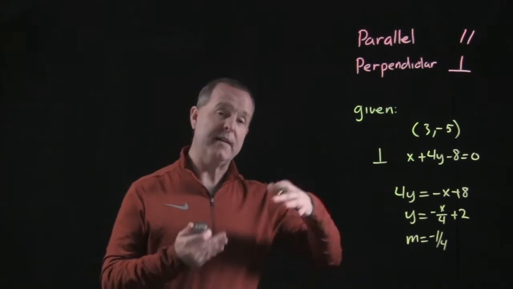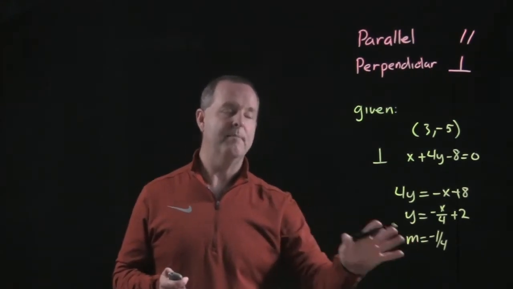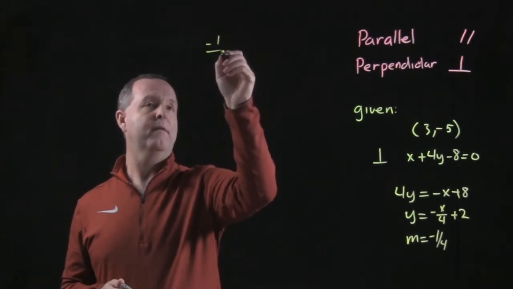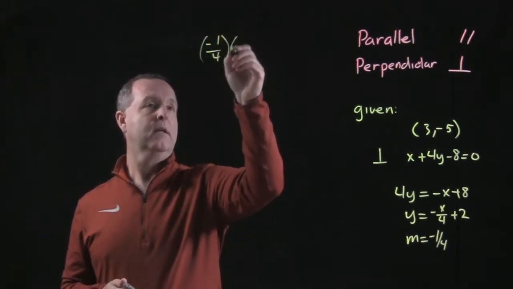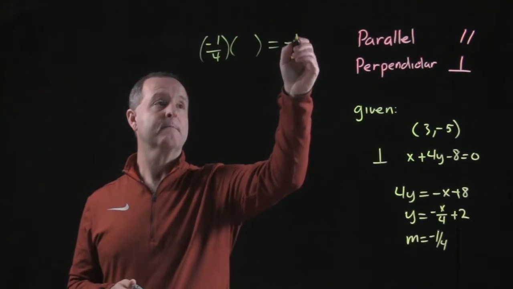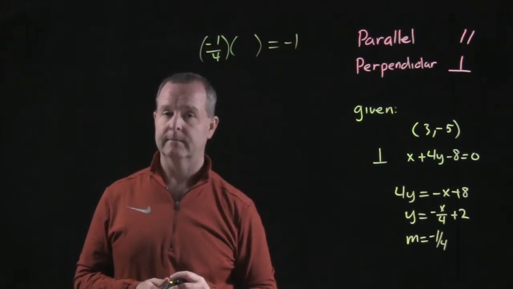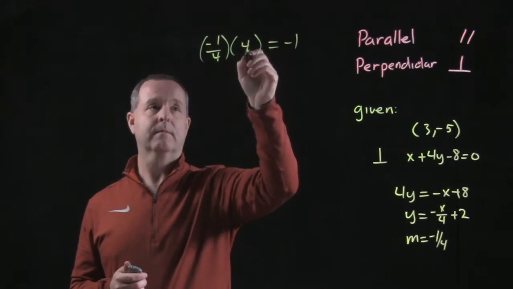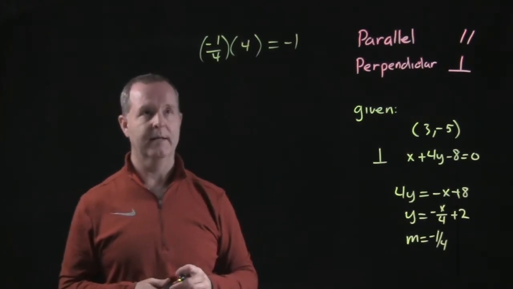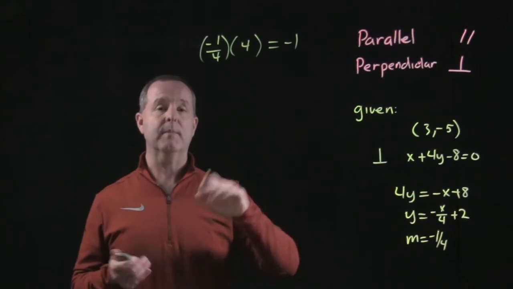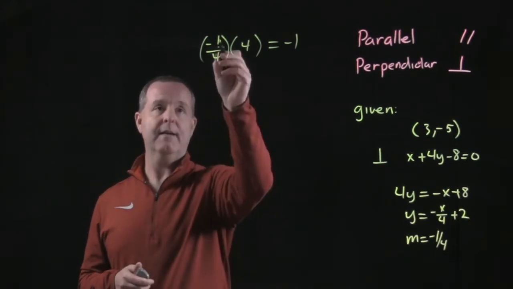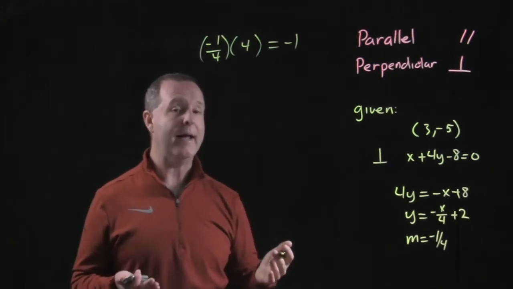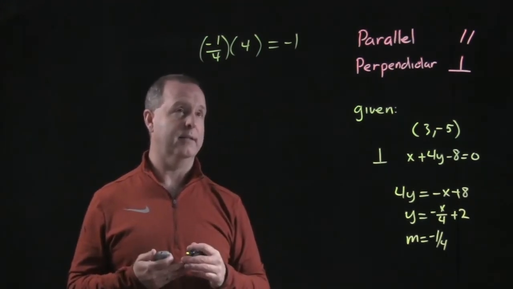To find the slope of the other line that we want, I remember that the product of their slopes, so -1/4 times something equals -1. And what is that going to be? It's going to be its inverse, or its reciprocal, I guess is a better way of saying that. And it's going to also be the opposite sign. So -1/4 times 4 produces a -1. So now I have the slope of the line I want.